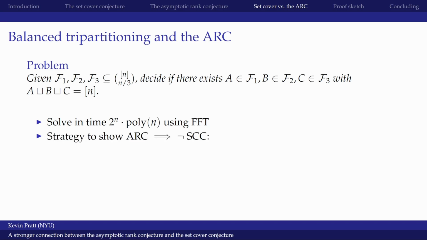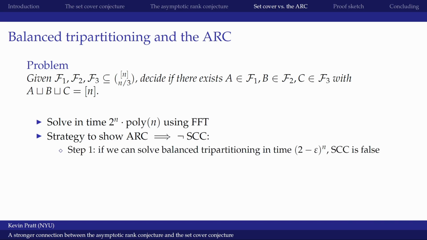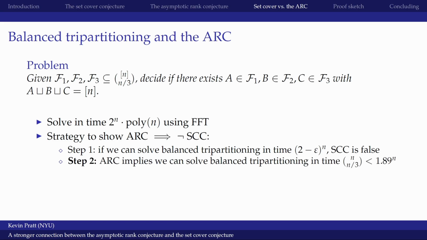But our strategy to show that the asymptotic rank conjecture implies the set cover conjecture is false will be the following. So first, we would want to say that if we can solve this balanced tripartitioning problem in time much faster than 2 to the n, then the set cover conjecture would be false. And this first step is just a pretty easy, pretty standard reduction. So I'll just talk about the second step, which is to show that if the asymptotic rank conjecture is true, then this balanced tripartitioning problem can be solved pretty quickly. So in time less than 1.89 to the n.